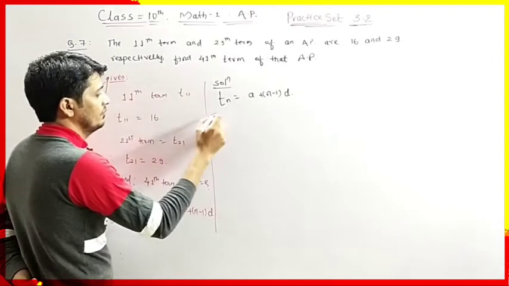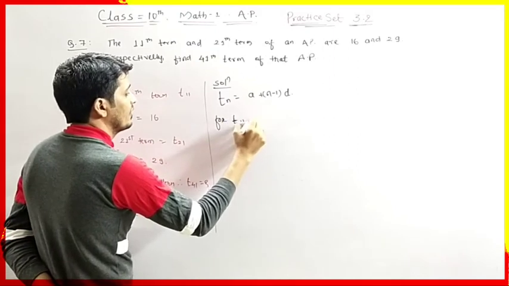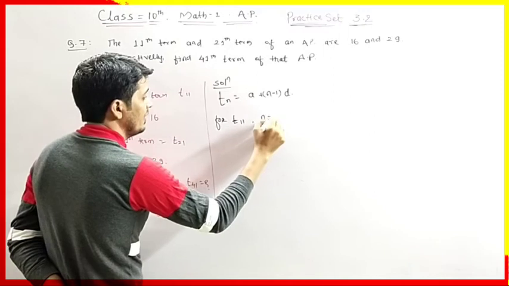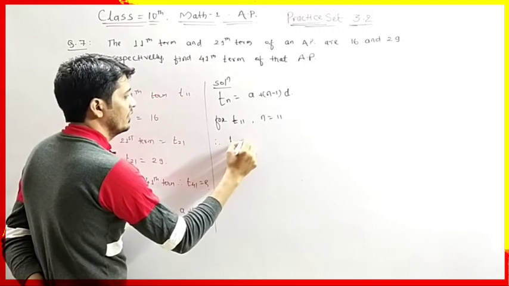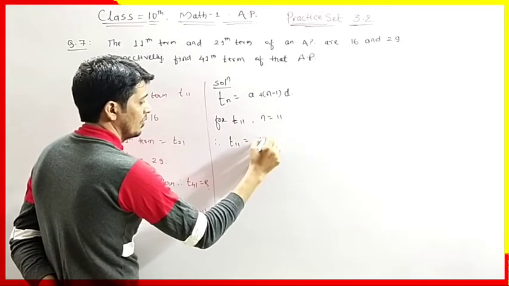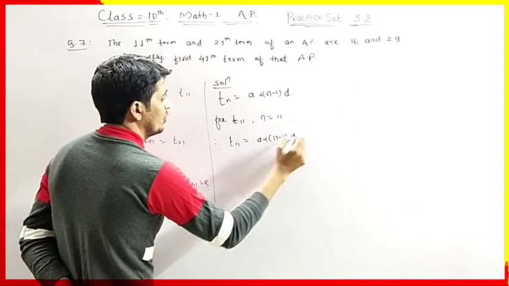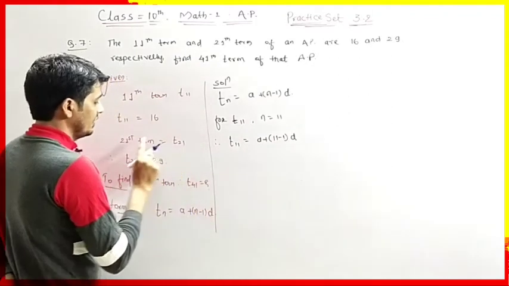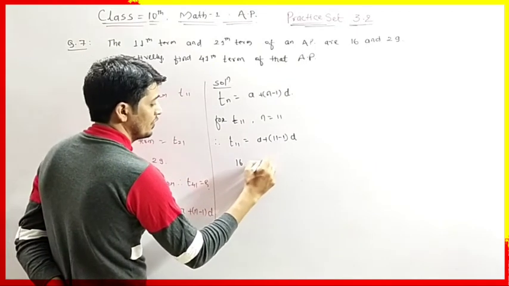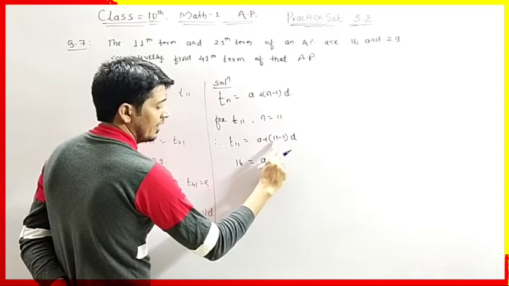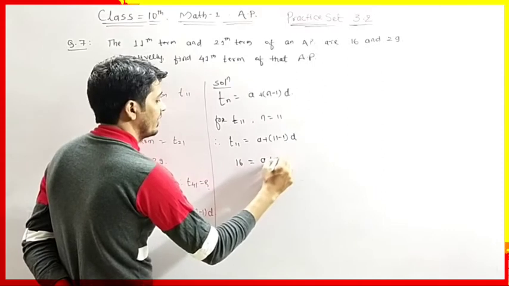So for the 11th term, for T11, what will happen? n equals 11. Therefore the formula becomes T11 equals a plus, n is 11, so we write 11 minus 1 into d. T11 is given, T11 is 16, so we write 16 here. 16 equals a plus 11 minus 1, and 11 minus 1 is 10. So 10 into d is 10d.